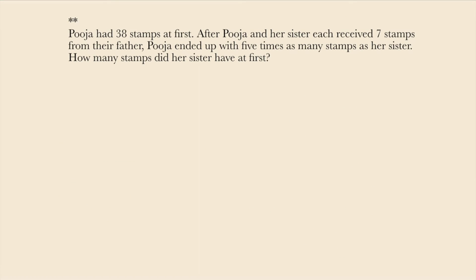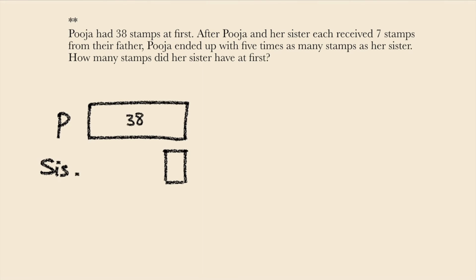Pooja had 38 stamps at first, after Pooja and her sister each received 7 stamps. So this is an equal number added. Pooja ended up with 5 units and sister 1 unit. Okay, so the thing about this question is we have no idea what her sister started out with, but it's not 0. So let's say Pooja had 38 and sister had an unknown number. And I'm going to add the 7 on the right side.